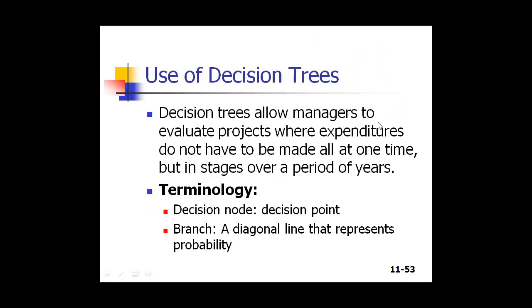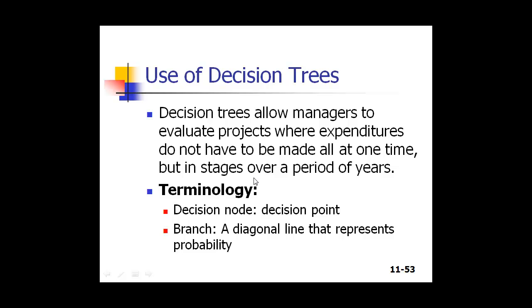Okay. The last thing that we'll study in this reading is the use of decision trees. So now this is something separate. Decision trees allow managers to evaluate projects where expenditures do not have to be made all at once, but in stages over a period of years.